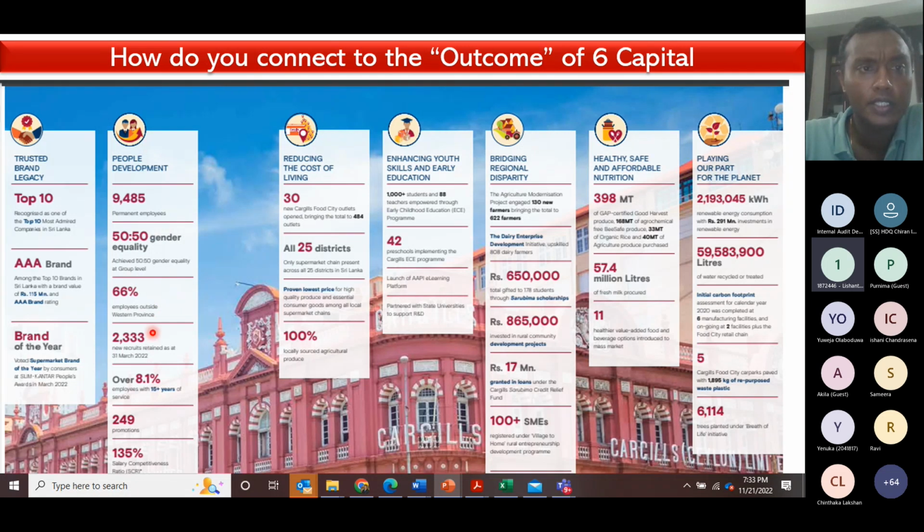And what is this capital? Is it about human capital? Is this about intellectual capital? Think about it. Reducing the cost of living, what capital is it about? Enhancing the youth and early development. If it is going beyond the company's employees, it is about the social and relationship capital, bridging the regional disparity, the same. And then what are they doing for the planet? See this type of company, renewable energy consumption, and they are aggressively investing in solar panels. They can use their rooftop for solar and probably make net zero, things like that.